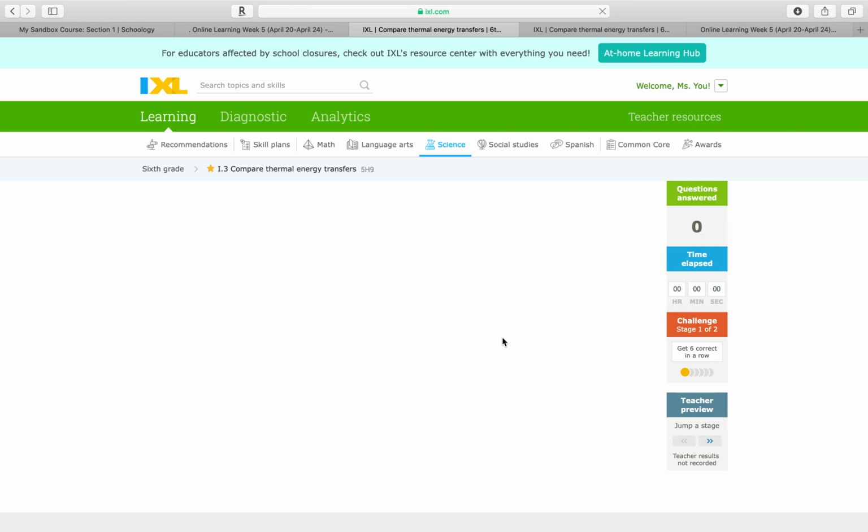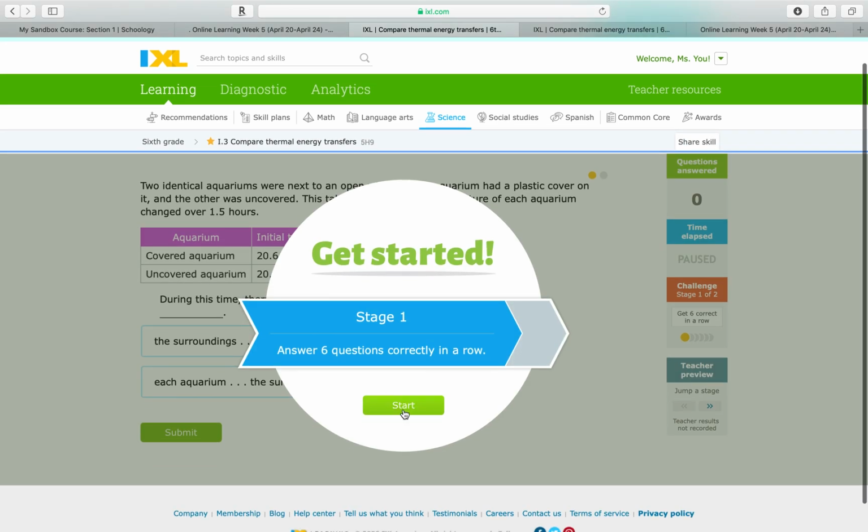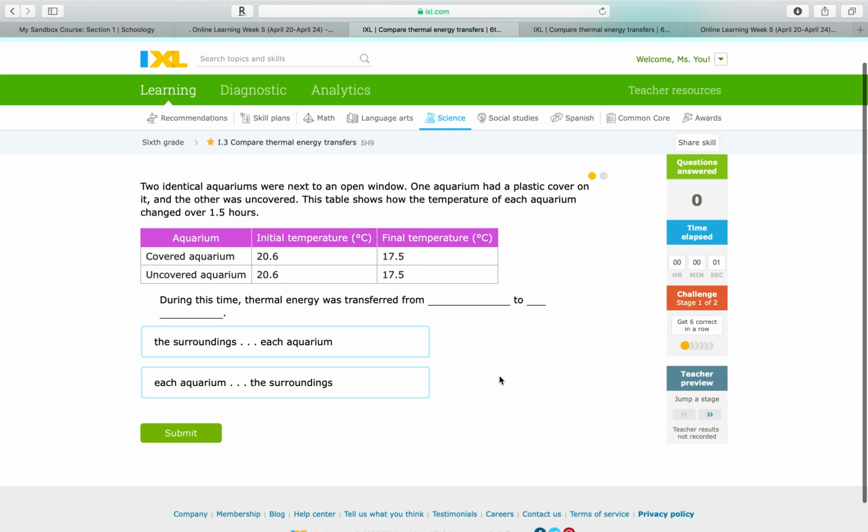Now you need to log in order to complete this skill. When you're ready, you press start and I'll go over some of them with you. So it says 2 identical aquariums were next to an open window. One aquarium had a plastic cover on and the other one was uncovered.